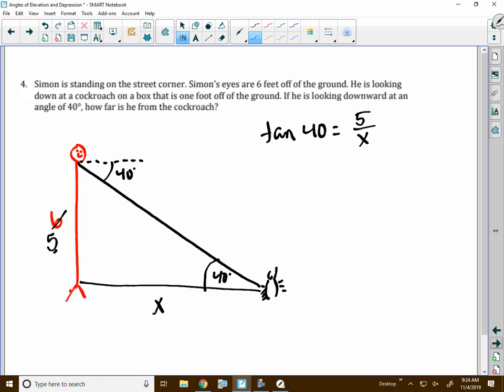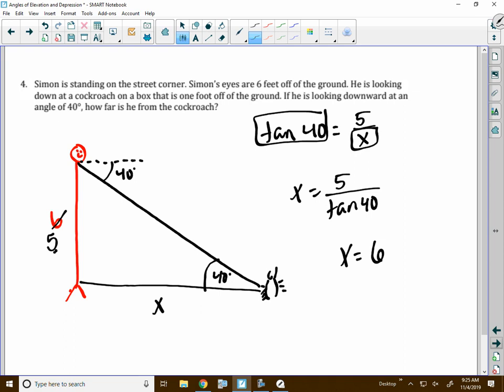I'm disappointed. Remember where I told you you can flip block those? And you can trade them out? Go ahead and do that. So I just flipped my x and my tan 40. You should get 5.95, which would just round to 6. Let's say about 6. Definitely not far enough for me if it was a cockroach.